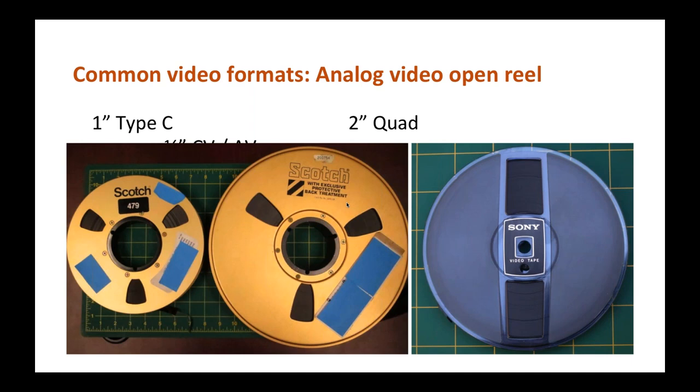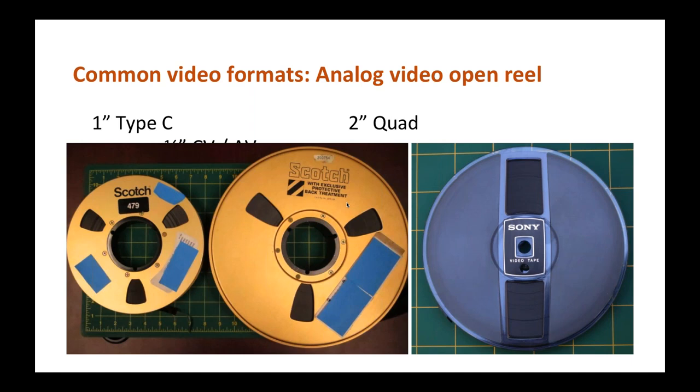And AV, when we say AV, we're talking about a later format that really standardized this home half-inch videotape. So you could more freely play it back on various tape recorders, and it could be more widely adopted as a result.